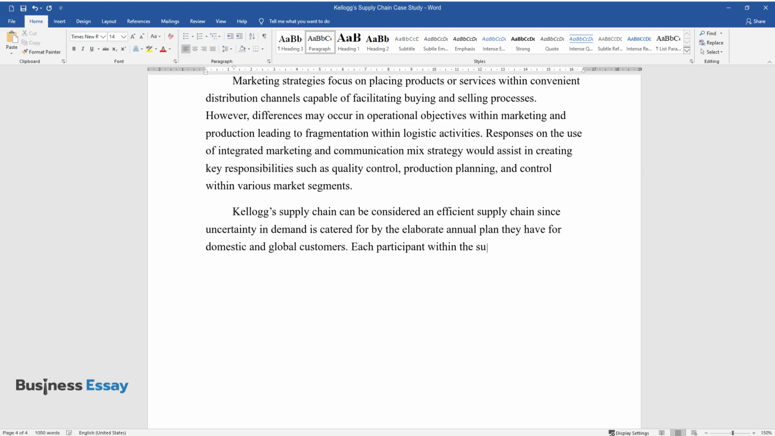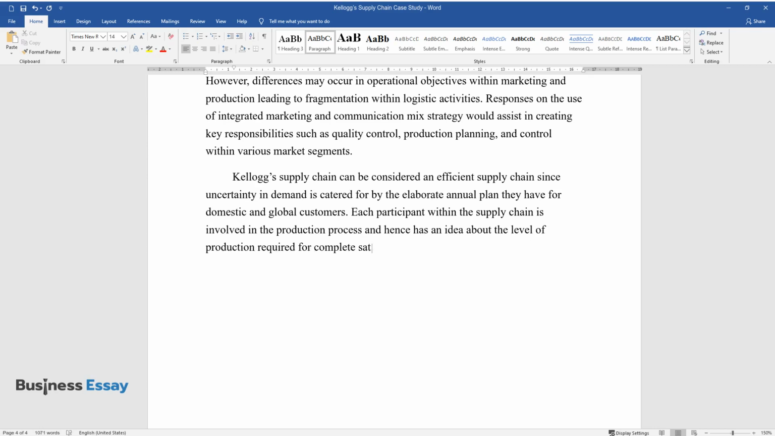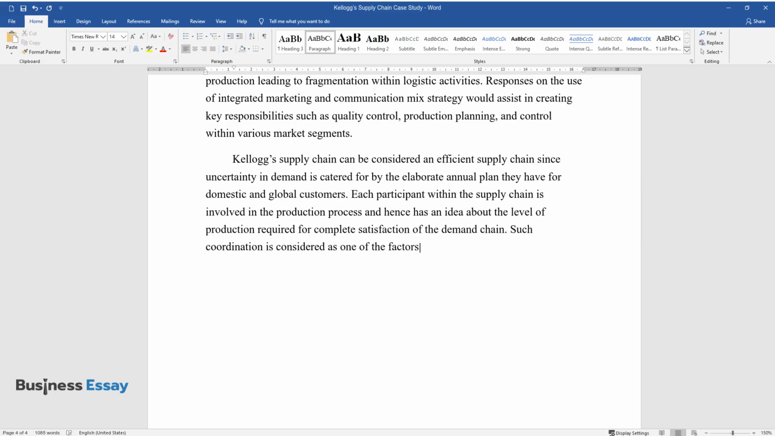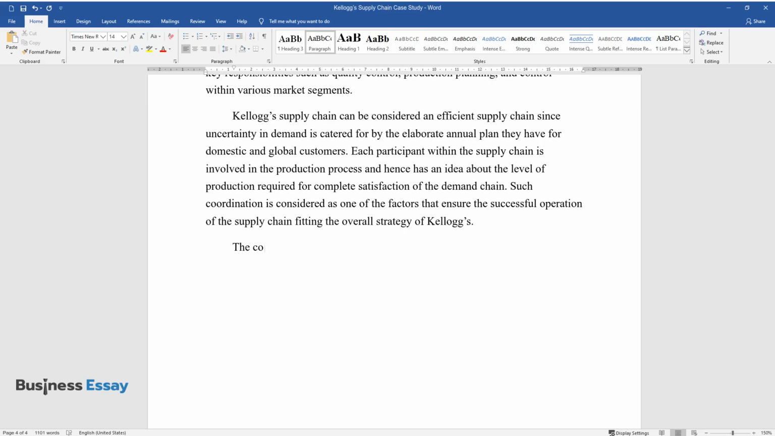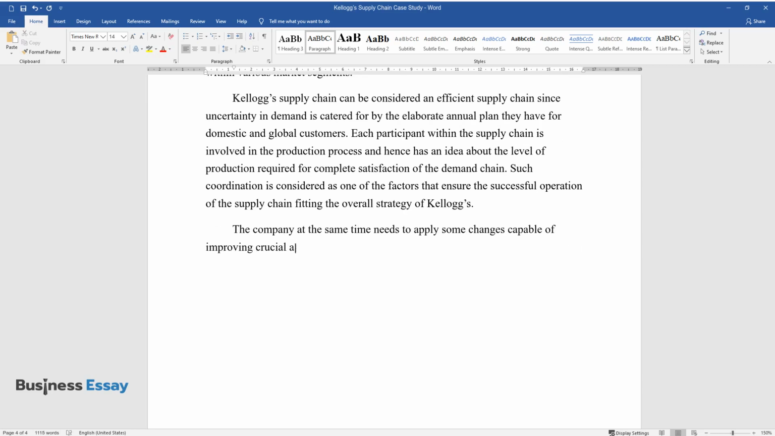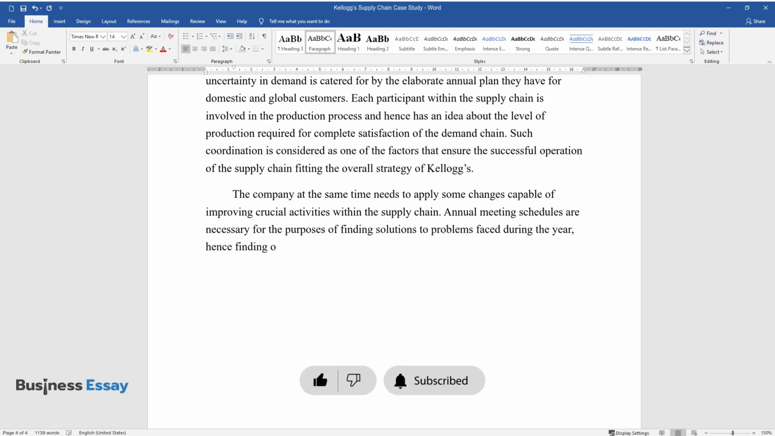Each participant within the supply chain is involved in the production process and hence has an idea about the level of production required for complete satisfaction of the demand chain. Such coordination is considered as one of the factors that ensure the successful operation of the supply chain, fitting the overall strategy of Kellogg's. The company at the same time needs to apply some changes capable of improving crucial activities within the supply chain. Annual meeting schedules are necessary for the purposes of finding solutions to problems faced during the year, hence finding out better plans.